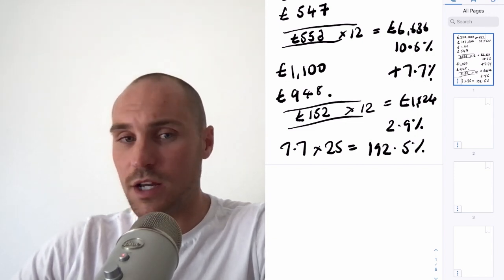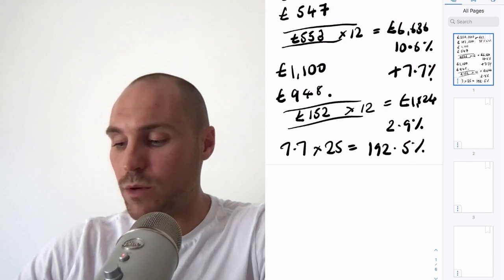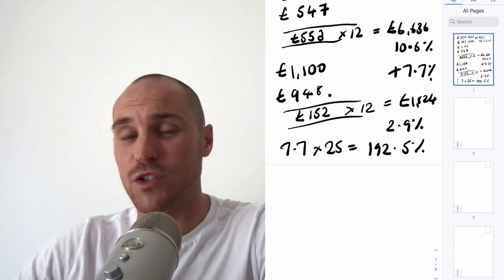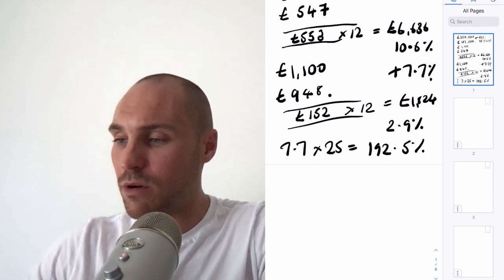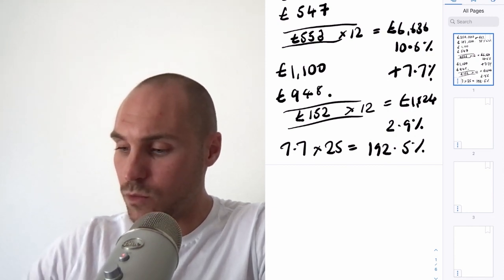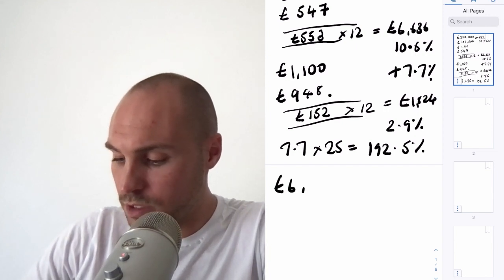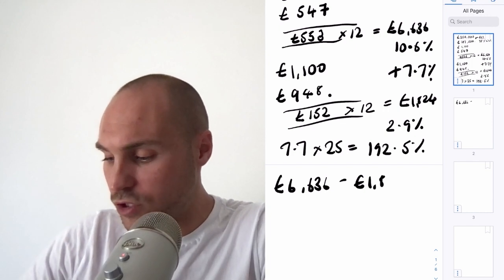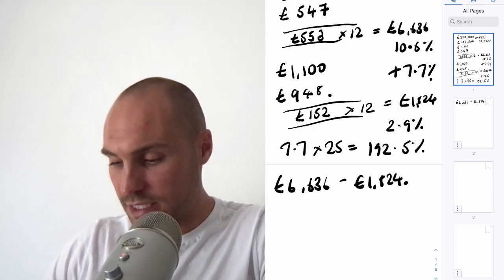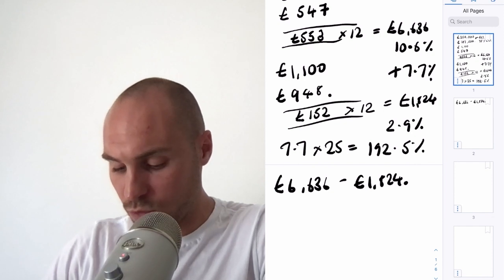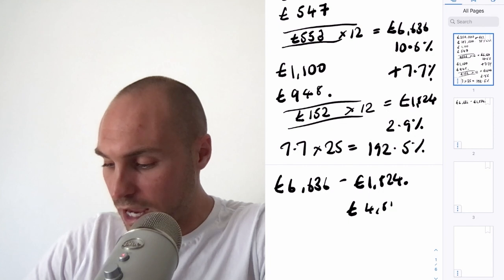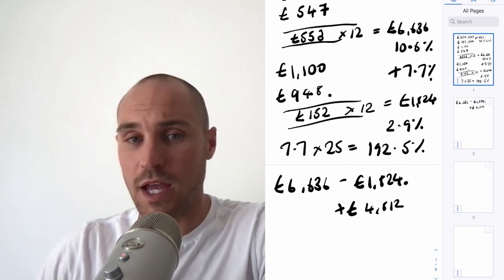So let's take a look at what happens if we were to really bring this into life, and look at the calculation over 25 years. In order to do that, we take the £6,636 and minus off the £1,824. If we take 6,636 minus the 1,824, we're left with an extra £4,812 a year in the first example, if we did interest only versus repayment.